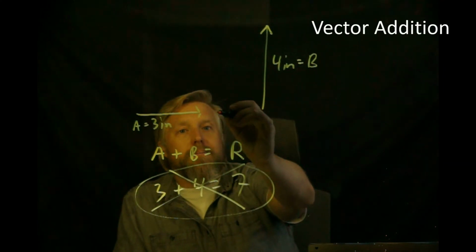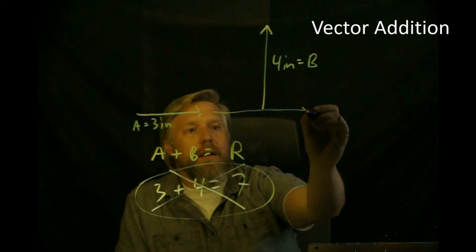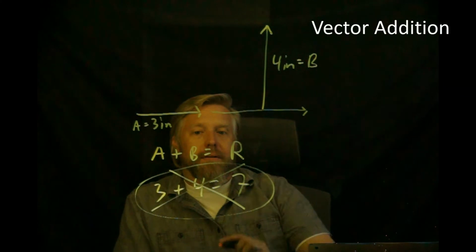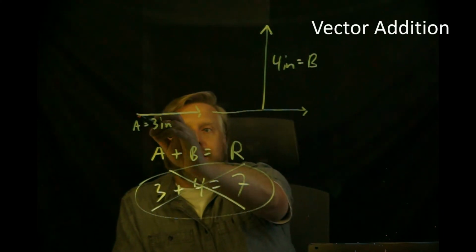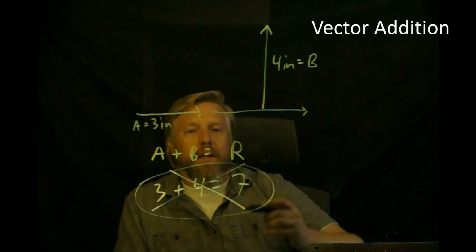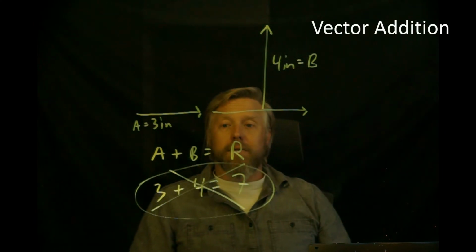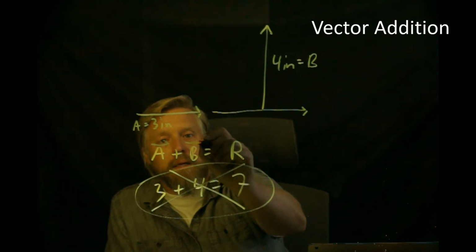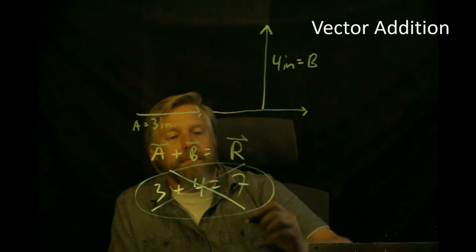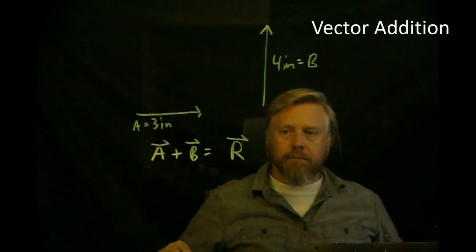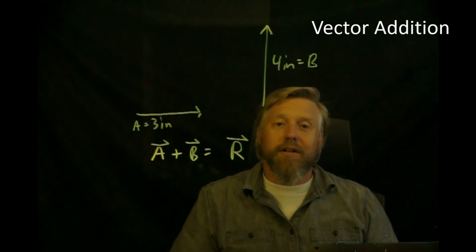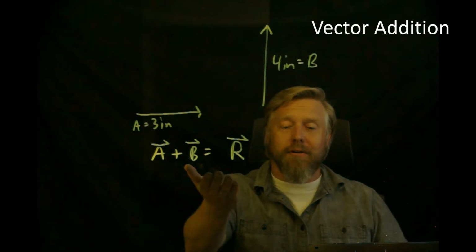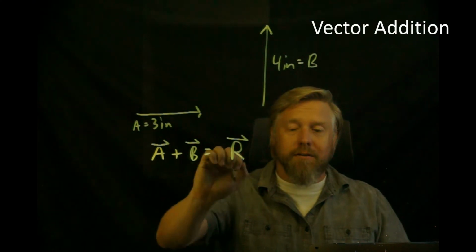If B happened to be in the same direction as A, that is the only instance that this would work, and the resultant vector would be 7. So how do I fix it? Well, it's pretty easy. The vector A plus the vector B equals the vector R. Although this looks very similar, this is a completely different equation. This is a vector addition equation.